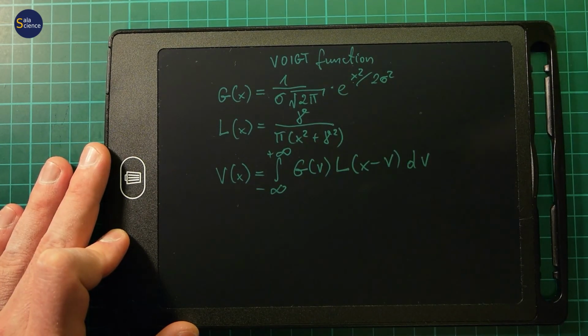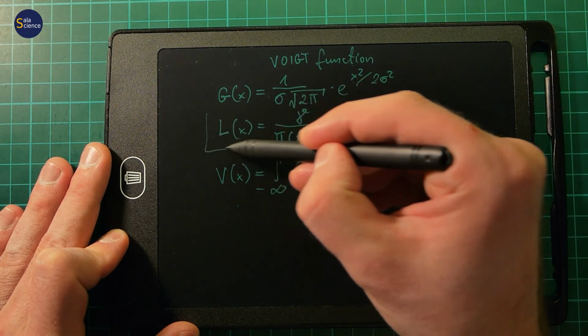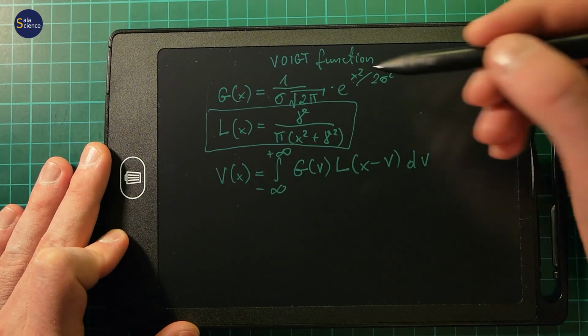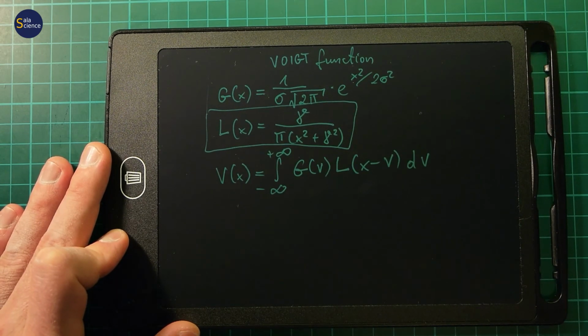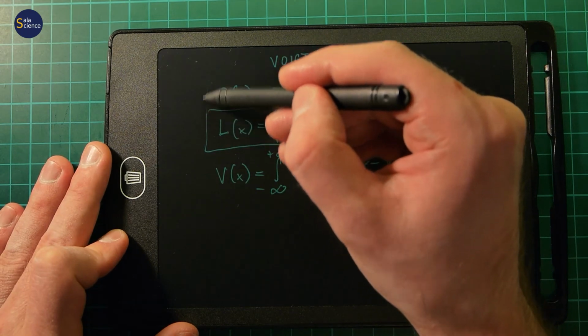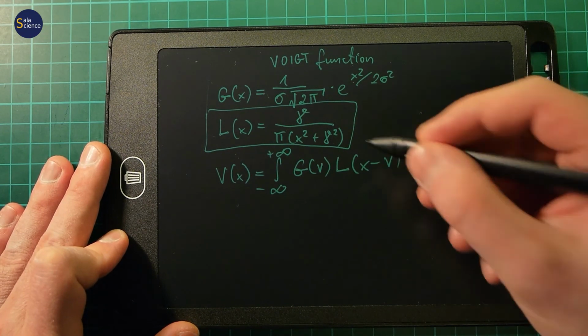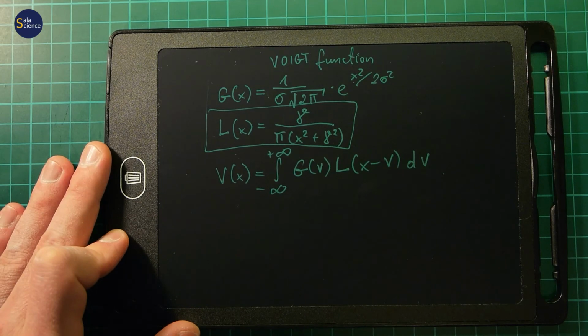Why is this function used in approximating spectral lines? The shape of spectral lines is in many cases Lorentzian. So this Lorentz function describes the spectral line, and this Gaussian function describes the spread function. It is connected to some imperfections of the measuring setup, the instrumentation that you are using. So by taking a convolution, we take the real spectral line and convolve it with a Gaussian function, which adds some spread to this original Lorentzian spectral line. And we get this Voigt function.